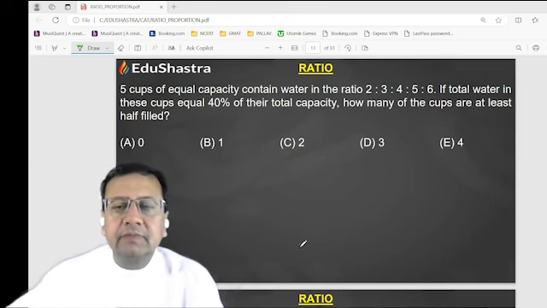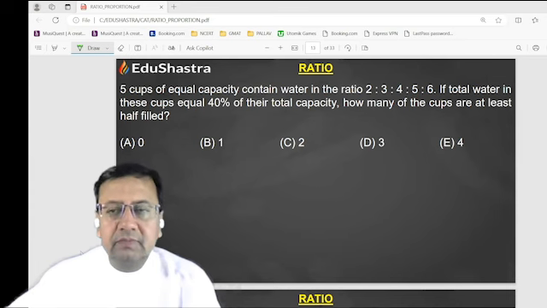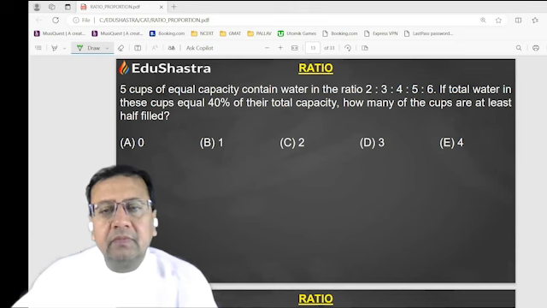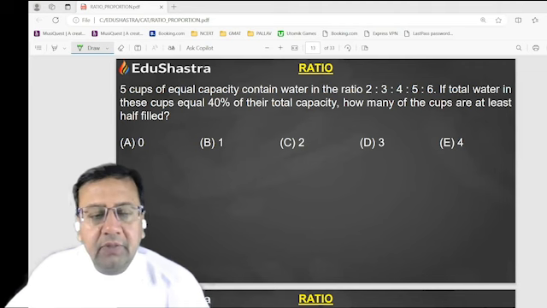Good evening, sir. We have the ratio 2, 3, 4, 5, 6 equal to 40%, right? If we add the whole numbers, we will get 20. 20 is the 40%, then how much is 100%? 100% is 50. Each cup has 10, 10, 10, 10, right? But here two cups, 5 and 6, have more than 5, meaning more than half. So we can say that 2 is the right answer, maybe. Okay, so Siddhi, can you unmute yourself?